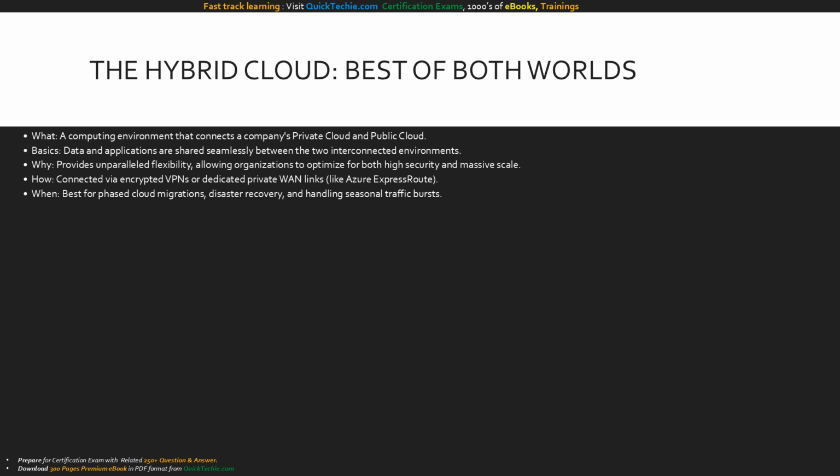You get both. How is this achieved technically? The private and public environments are stitched together using highly secure, encrypted VPNs or dedicated private WAN links, such as Azure ExpressRoute, making them act as one single network.